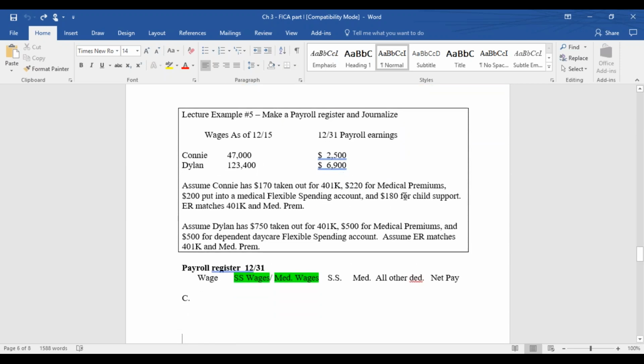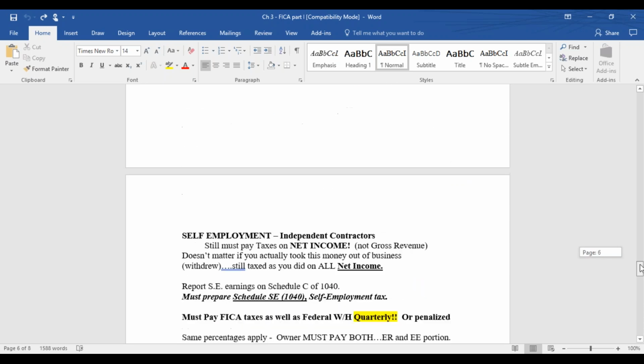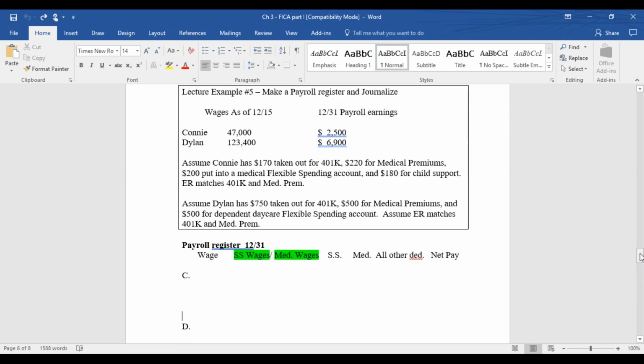Okay, one of our final pieces here that I wanted to discuss is doing a payroll register now with these updates, knowing how much I am going to be taxing for Social Security and Medicare compared to my gross wage. With my 2 employees here, Connie earns $47,000, a very average salary, but nowhere near any caps. However, Dylan has a very high salary, and he's pretty close to the Social Security cap.